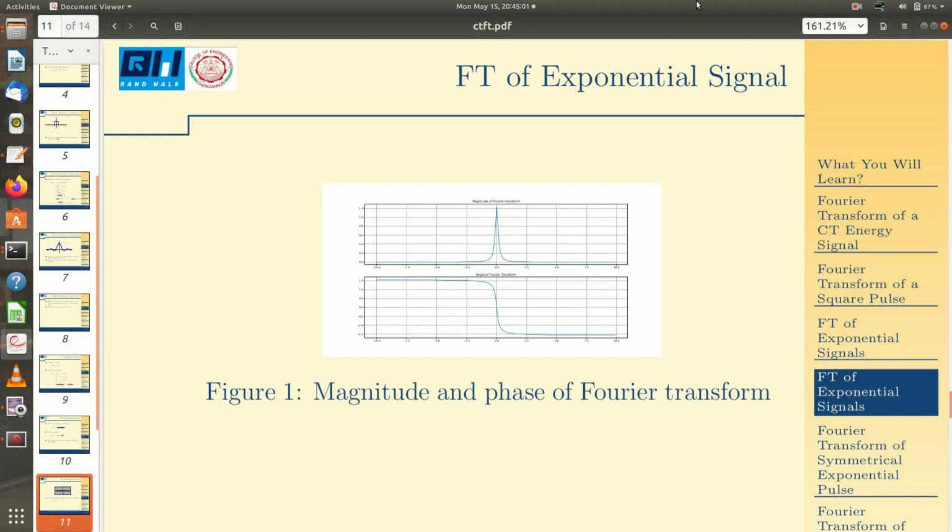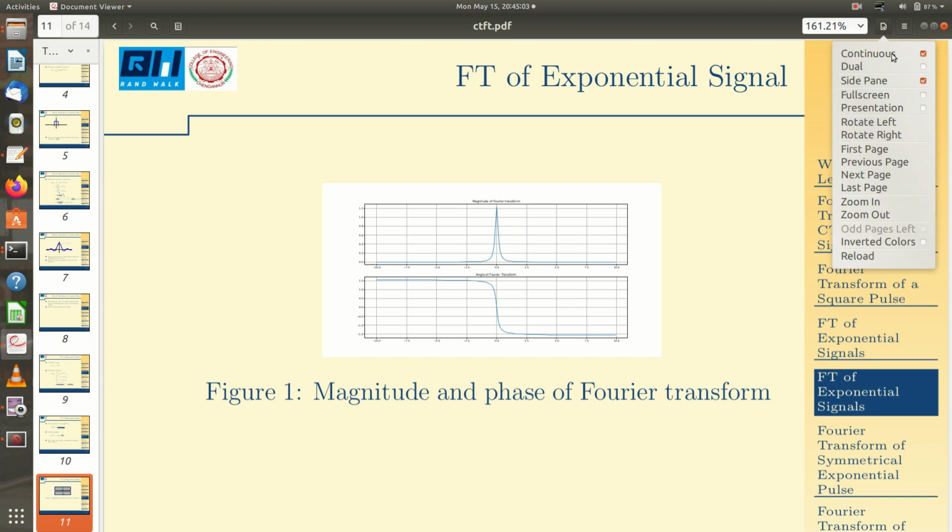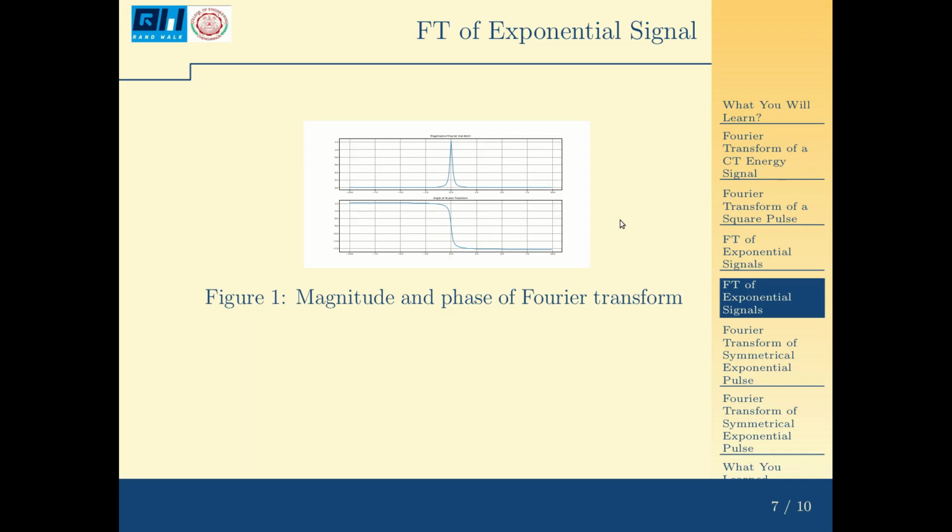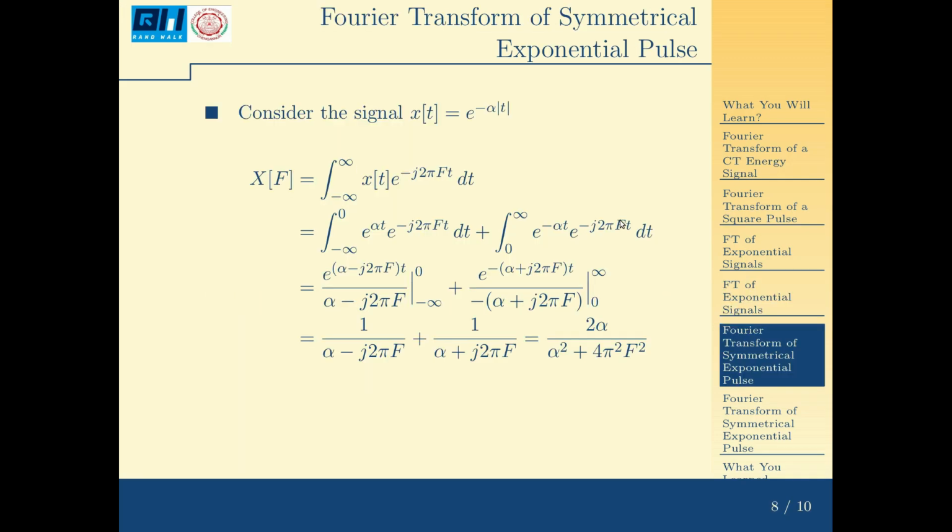Let us go back to the presentation. Now let us consider a symmetrical exponential pulse, that is of the form x of t equal to e raised to minus alpha mod t. It is e raised to alpha t for t less than 0 and e raised to minus alpha t for t greater than 0. So the Fourier transform of this is X of f, that is minus infinity to infinity x of t e raised to minus j 2 pi ft dt.